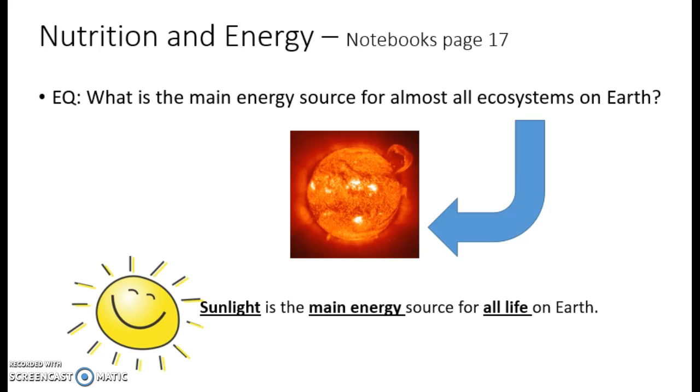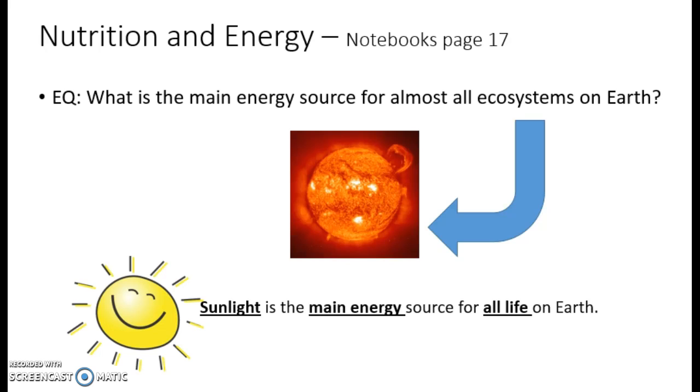On the top of page 17, you need to write down the essential question for today. What is the main energy source for almost all ecosystems on Earth? That is the question we are going to answer. And the answer to it is actually this big ball of fire in the middle of your page right there. And it is the sun. The sunlight is the main energy source for all life on Earth. So go ahead and make sure you write that down. Again, if you need to pause it, go ahead and do so.